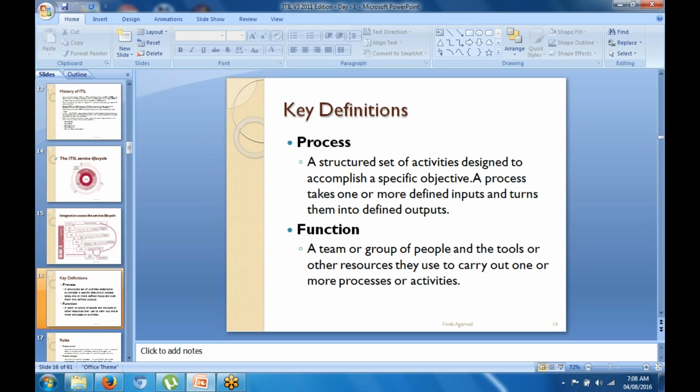Whereas a function is a team or a group of people and the tools or other resources they use to carry out one or more processes or activities. That is a function. So a function operates on processes, whereas a process is an independent method. Is it clear?